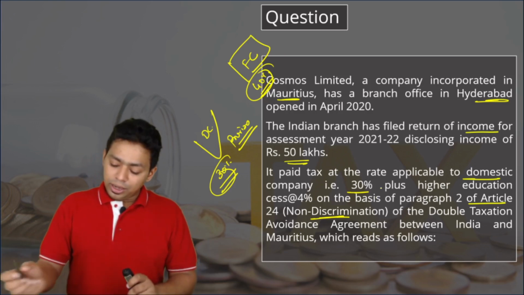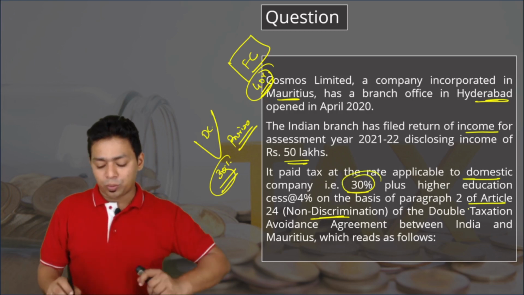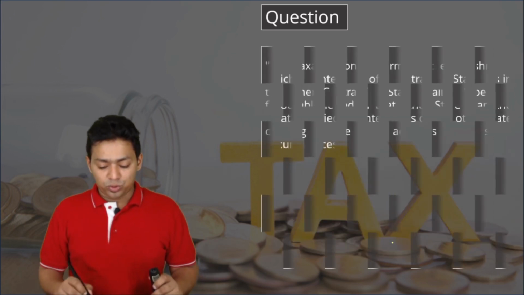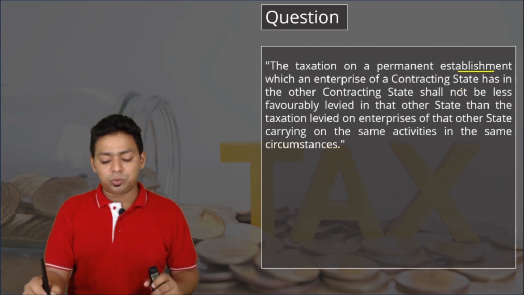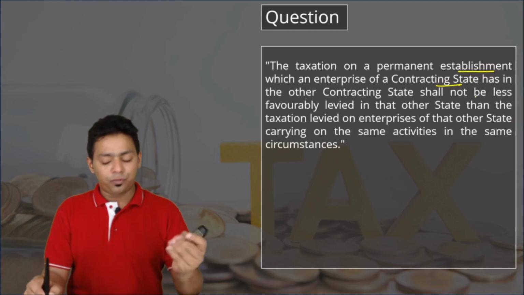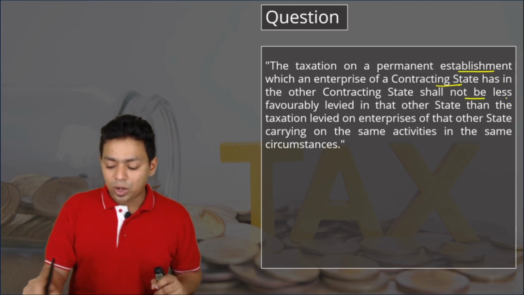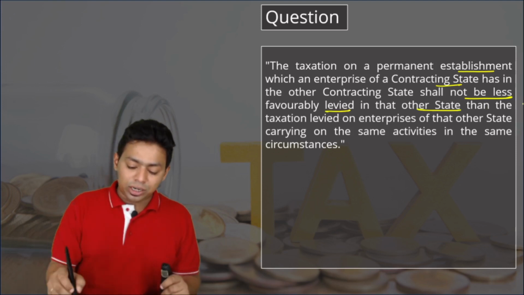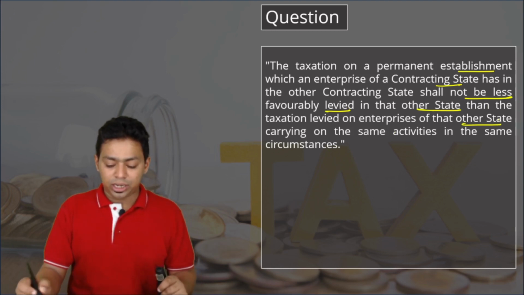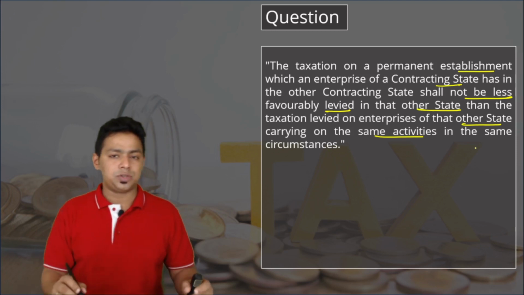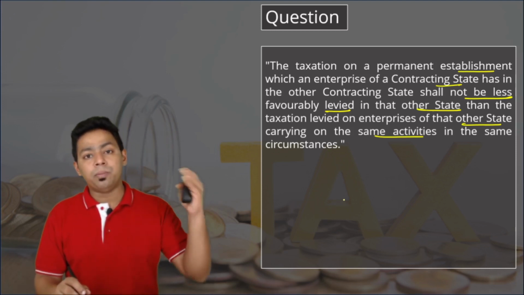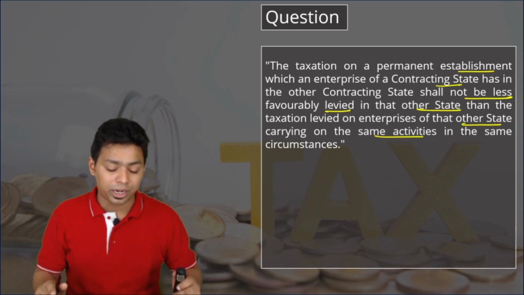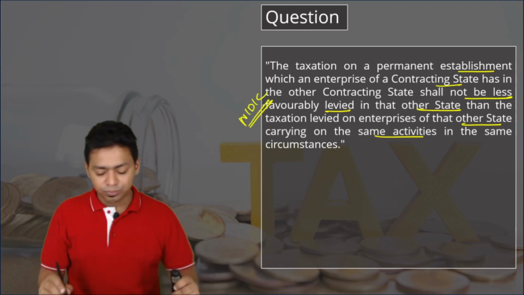Look at this. The Indian branch has paid the 30% tax rate which is applicable to a domestic company as per the DTAA between India and Mauritius, which reads as follows. What is the language? The taxation of a permanent establishment which an enterprise of a contracting state, that is a foreign company, has in the other contracting state, shall not be less favorably levied in that other state than the taxation levied on enterprises of that other state carrying on the same activities in the same circumstances, meaning thereby domestic companies should not enjoy more benefit as compared to foreign entities, or foreign entities should not enjoy less benefit as compared to domestic entities. Simply, the non-discrimination clause, in simpler terms.